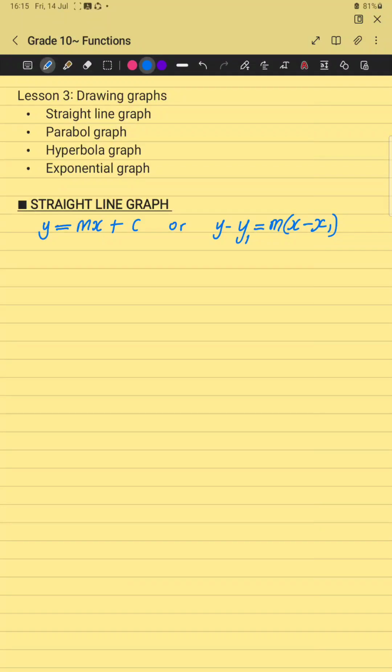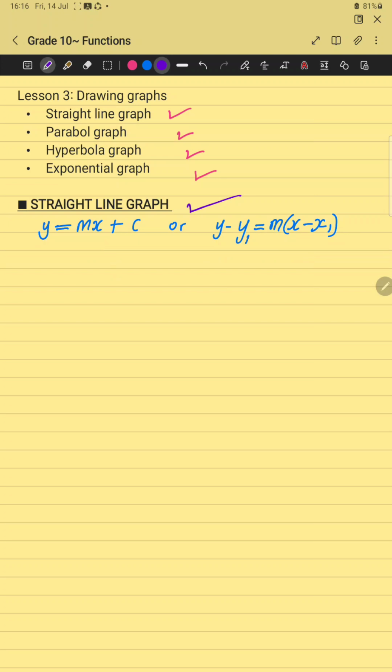Everyone. In this lesson we'll be looking at how to draw the following graphs. That is a straight line, parabola, hyperbola and exponential. Now I want us to take the first part, which is a straight line graph, and these are the following equations. In fact, this one here is the same as this one. So if you want, you can use this one or you can use this part here. So they are the same.